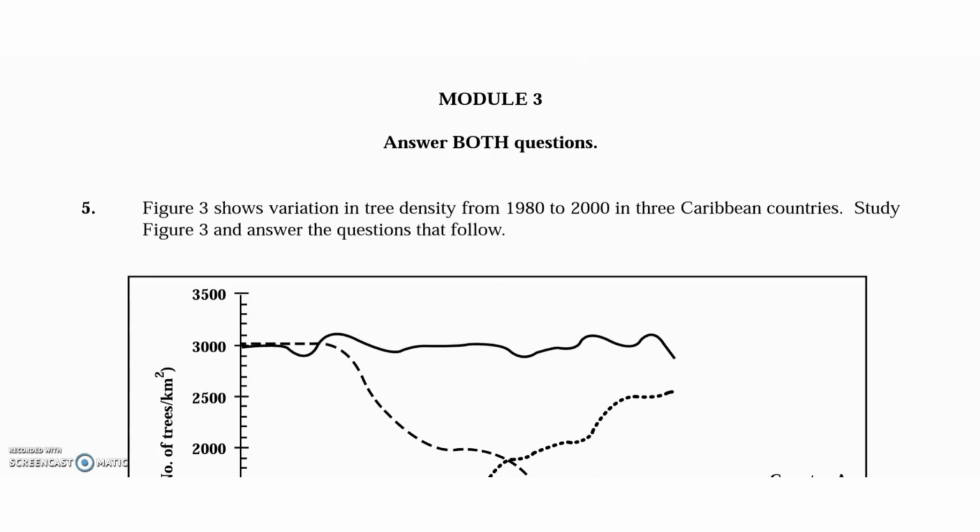All right, so number 5 here, Module 3, number 5. Figure 3 shows variations in tree density from 1980 to the year 2000, which is in fact 20 years, in 3 Caribbean countries. Study Figure 5 and answer the questions that follow.